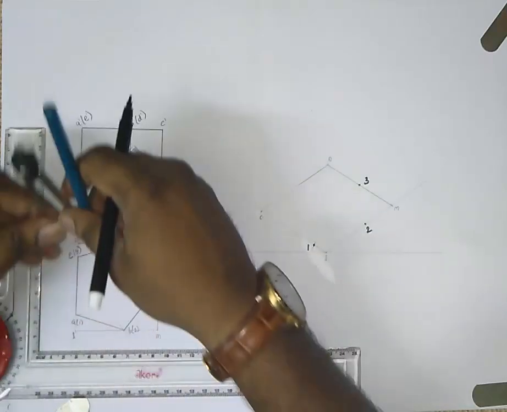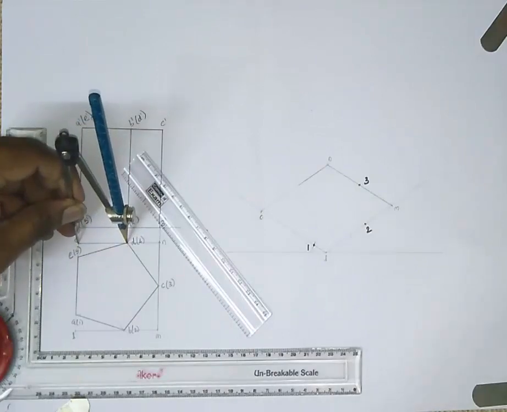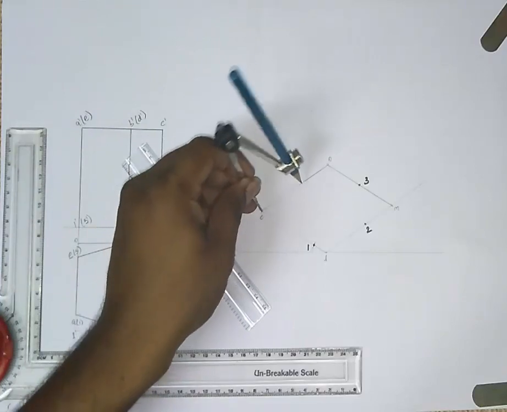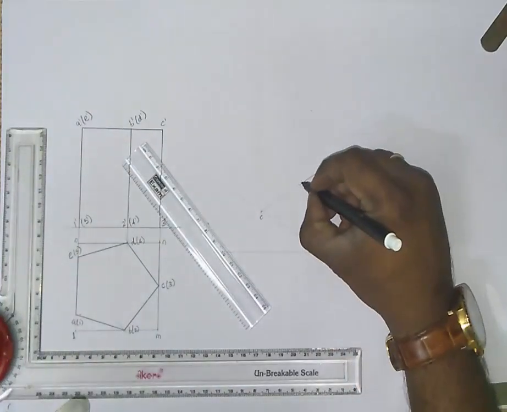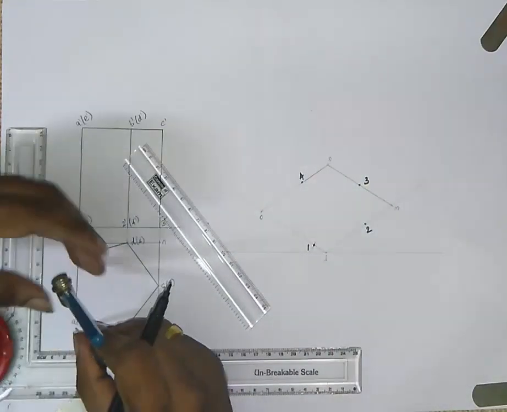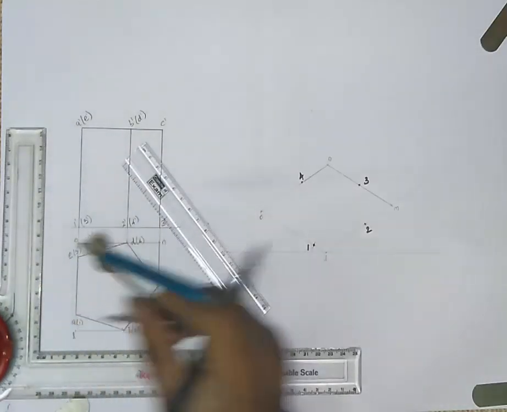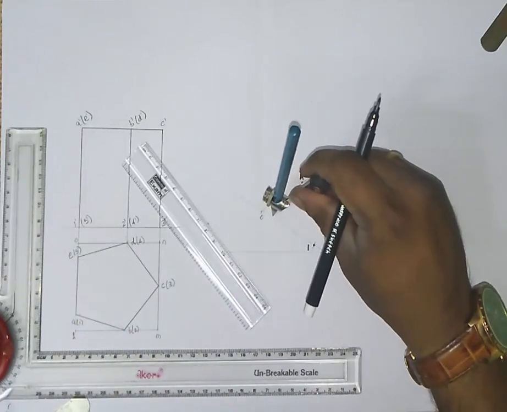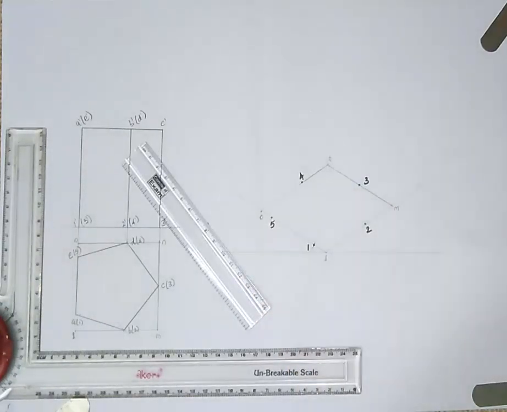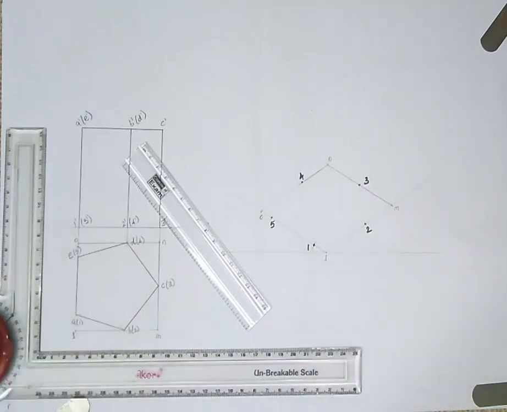Again, from point O, measure point number 4 distance. From point O on the ON, make an arc. This is your point 4. Now from point L, we have to transfer the point number 5. So from point L, transfer this. It is your point 5. Now the points 1, 2, 3, 4, 5 have been transferred to the isometric view.